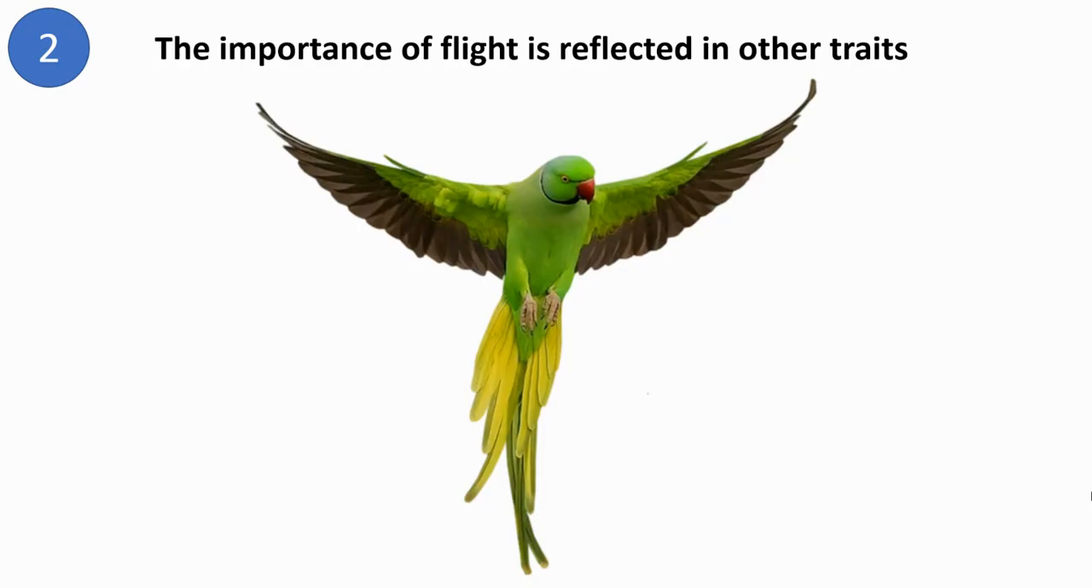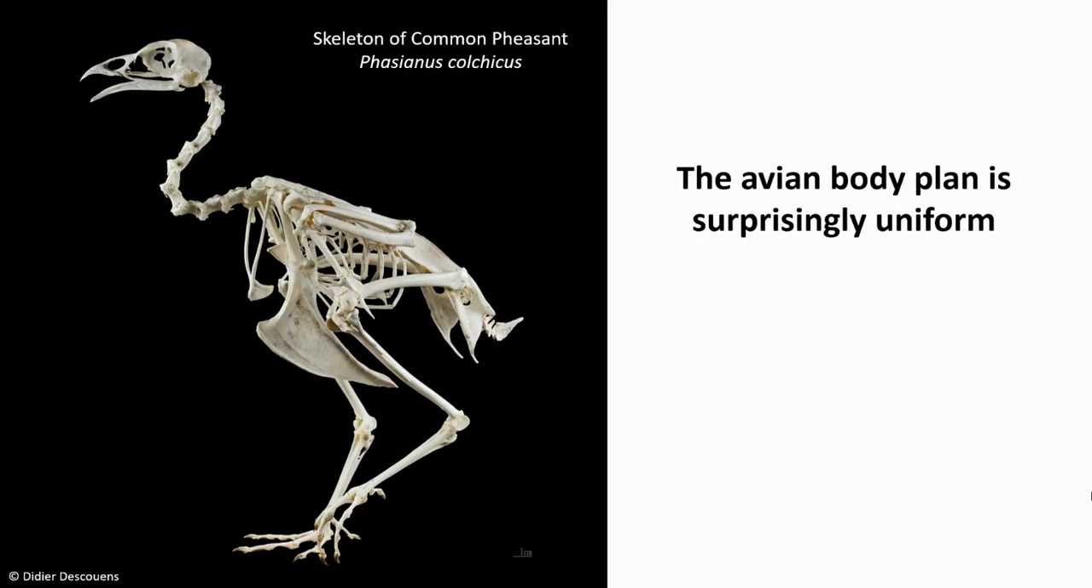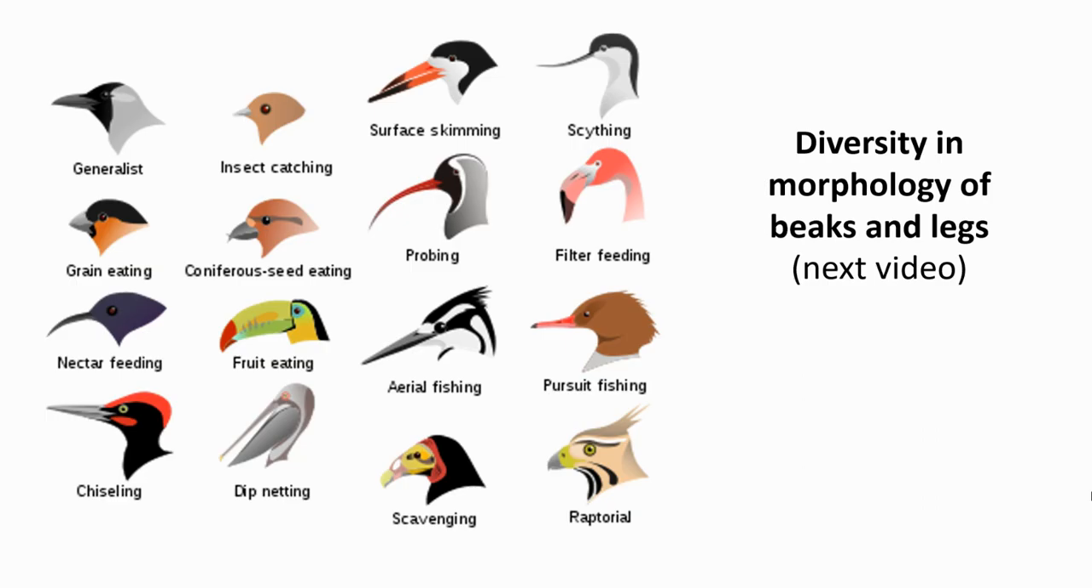Now, the evolution of flight has affected several other traits. Let's have a look. First, the body plan. If you look at the body plan, it's surprisingly uniform across bird species. Here you see the common pheasant, but if I would show you another bird species, the skeleton would be roughly the same. It seems that flight constrains the evolution of the avian body plan. However, there's a lot of diversity in the morphology of beaks and legs, as you can see here in this figure. We will discuss this variation, which is related to diet, in the next video.